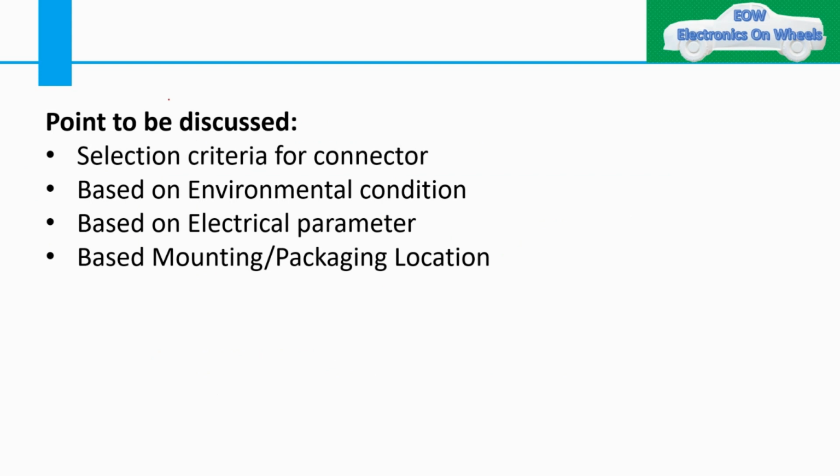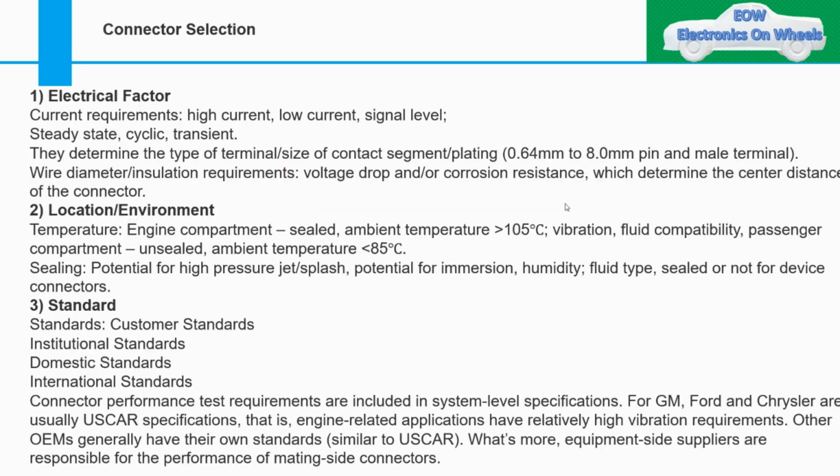The point to be discussed today is the selection criteria for the connector, and what the conditions are based on which we select a particular connector. The first condition is the environmental condition, then the electrical parameters, then the mounting or packaging location. We will discuss all three in detail later in this video, but first I will give you an overview of the factors considered in connector selection. First, the electrical factor.